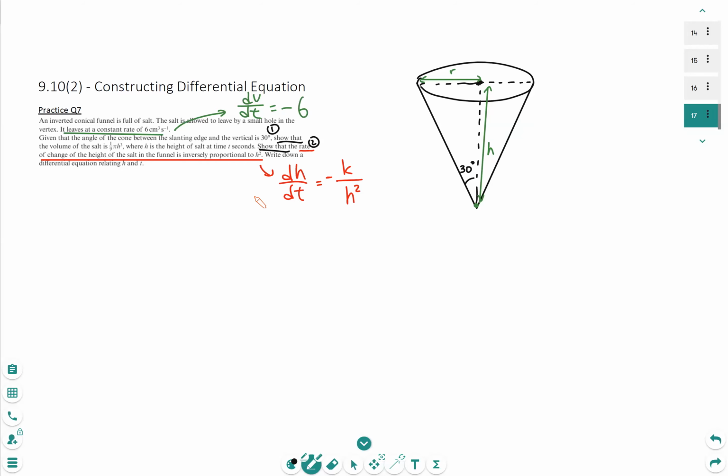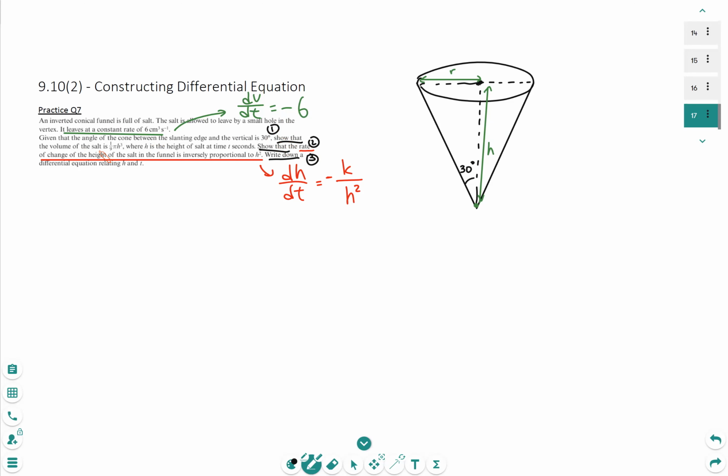So one by one. There's a third thing in here: write down a differential equation relating h and t. So we've got 3 questions in one. 1, 2, 3, 4, 5, 6. 6 lines, 3 questions. Not very proportional, is it? Right, so let's do number 1.